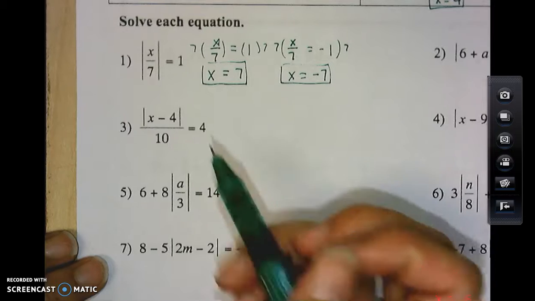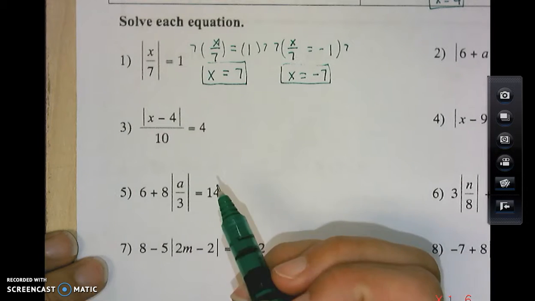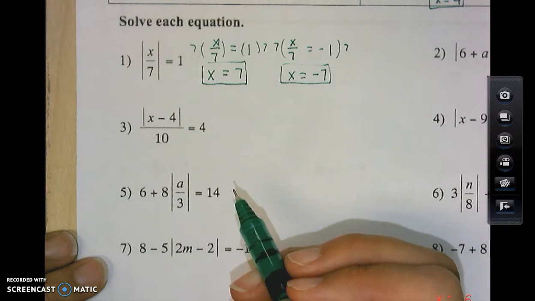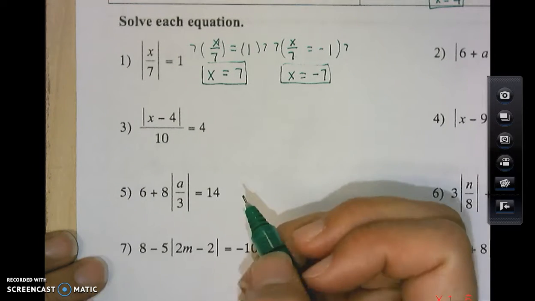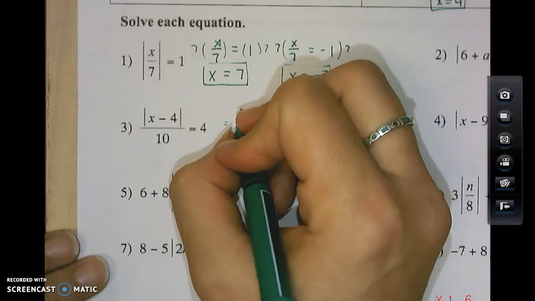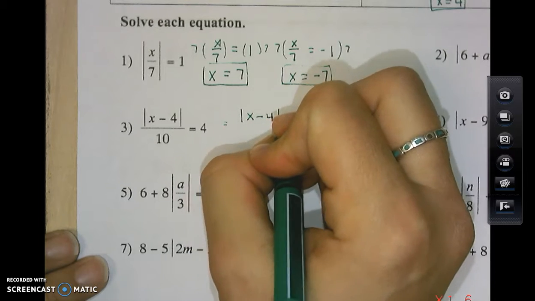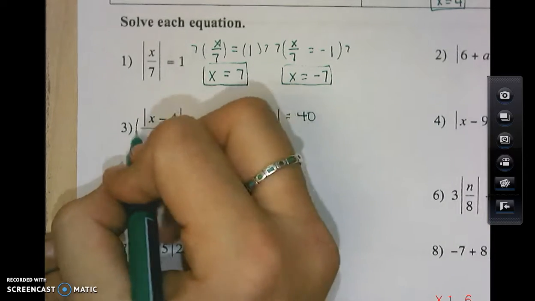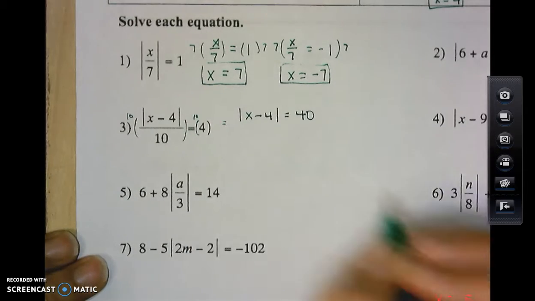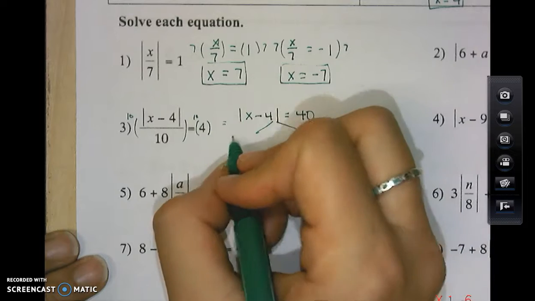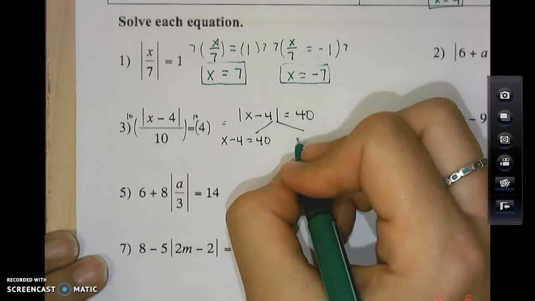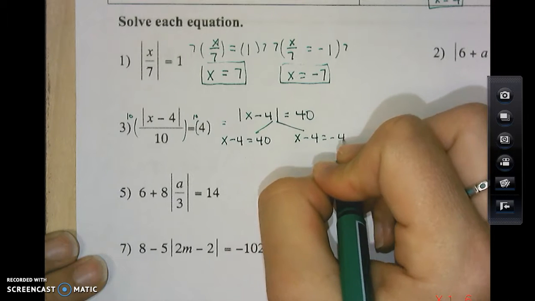Number 3. So absolute value is just on the top, so we've got to get rid of this divide by 10. I have no adding and subtracting, so I don't have to worry about that. So to get rid of a divide by 10, I'm going to multiply each side by 10. So when I do that, I end up with absolute value of x minus 4 equals 40. So we multiplied this side by 10, and then I multiplied this side by 10. Now I can split my equation into 2. x minus 4 equals 40, exactly what's written, and then x minus 4 equals -40.